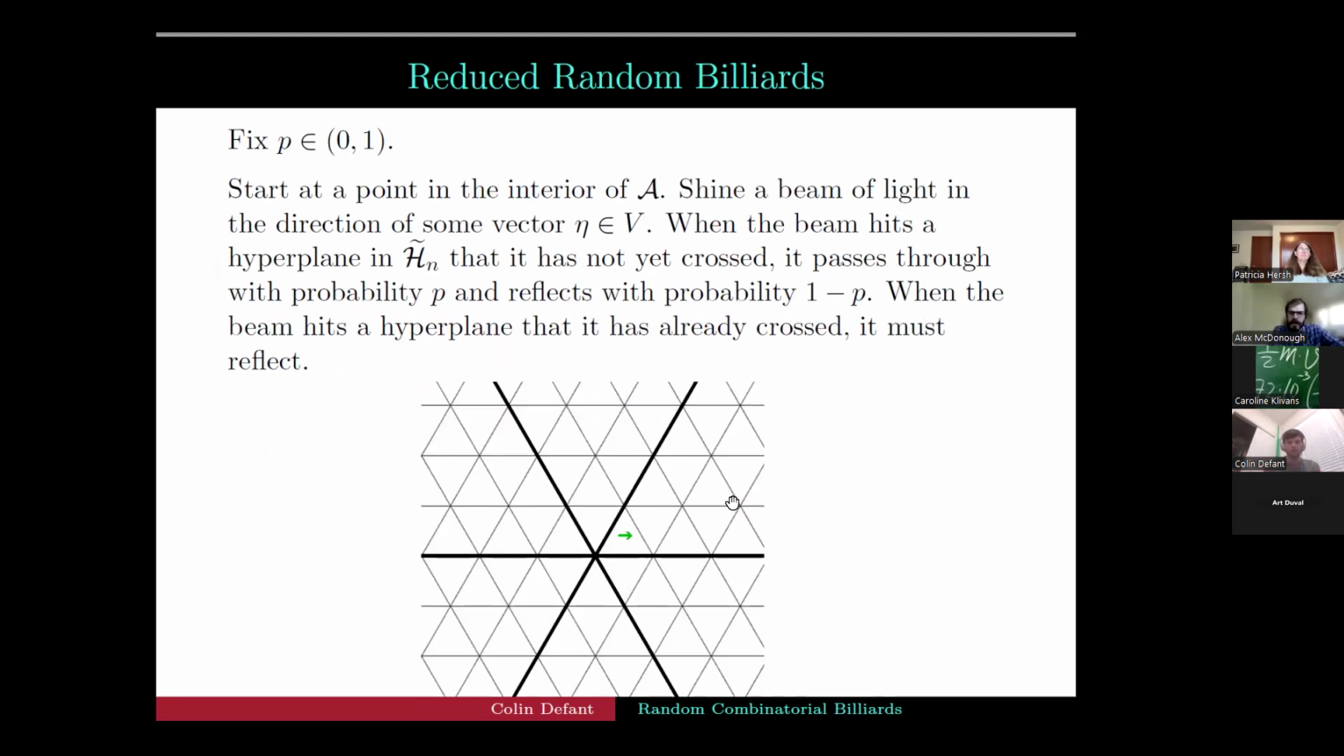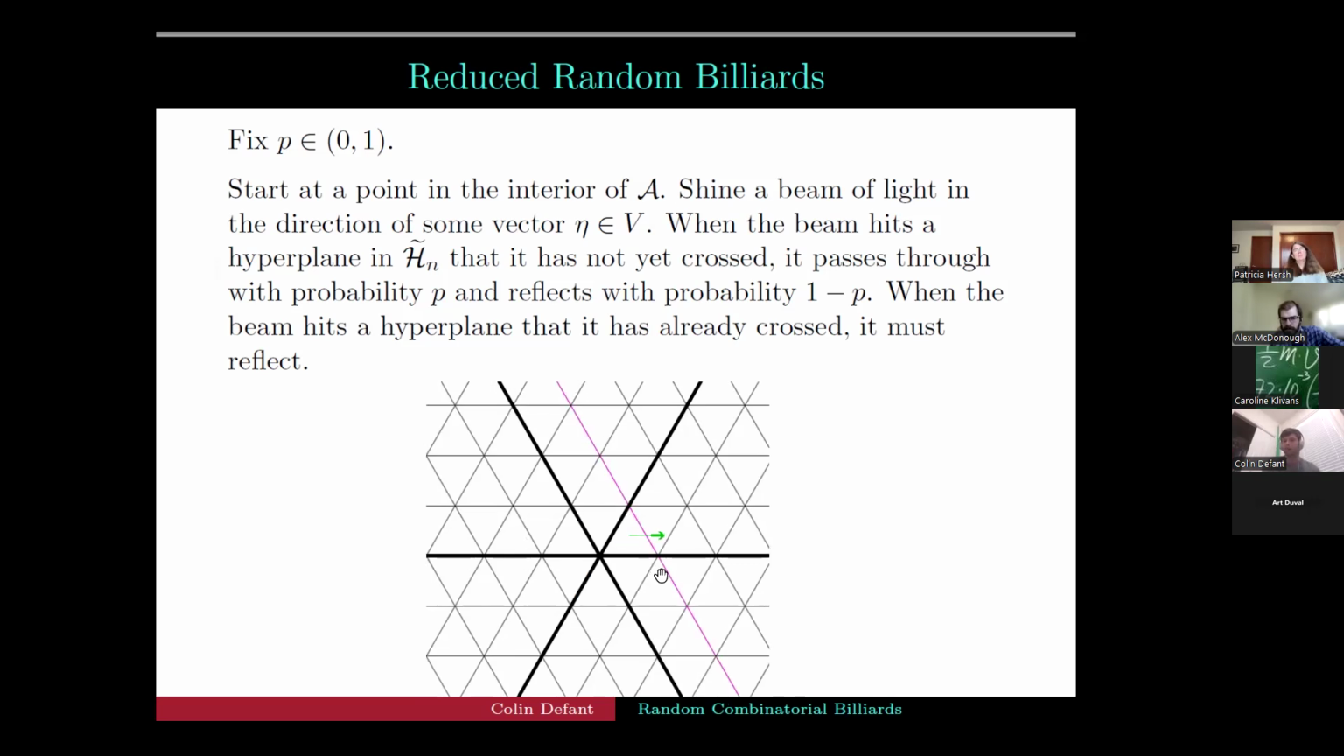Okay, so here's an example. Let's say I start here. This is for n equals 3. I start at this point in the fundamental alcove, and I'm going to shine my beam of light in the due east direction here. First, it's going to hit this line here. When it hits this line, it will either pass through with probability p, or it will reflect with probability 1 minus p. Let's say in this example that it passes through. So I'll color this line pink, just like before, to represent that we've crossed through this line.